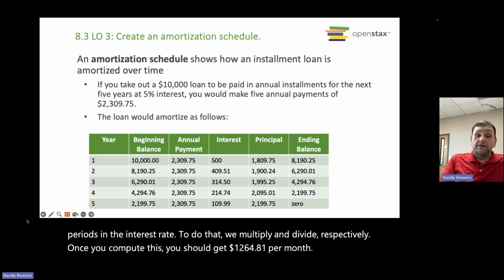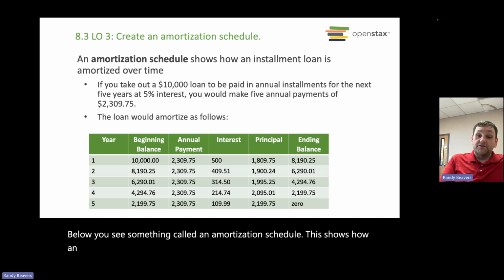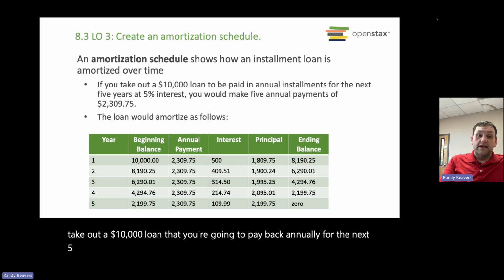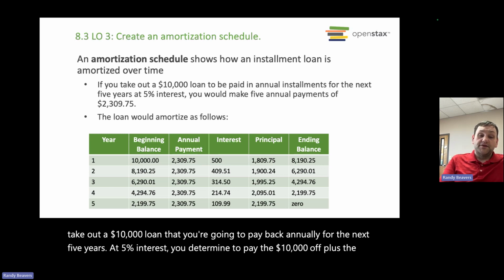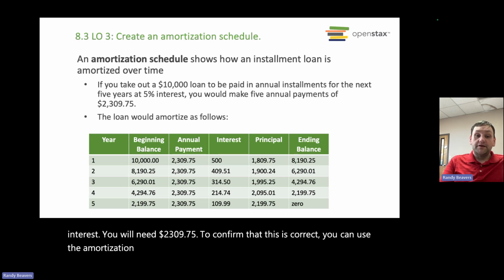Below, you see something called an amortization schedule. This shows how an installment loan is amortized over time. So for example, suppose you take out a $10,000 loan that you're going to pay back annually for the next 5 years at 5% interest. To pay the $10,000 off plus the interest, you will need $2,309.75.